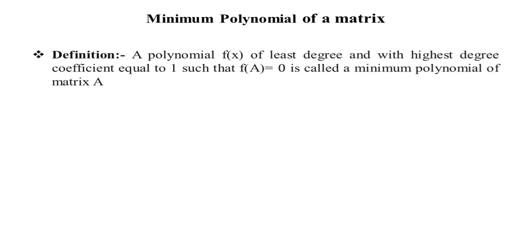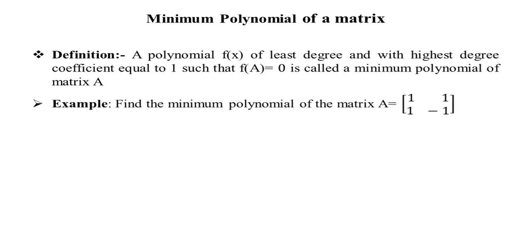Students, now we learn about minimum polynomial of a matrix. Definition: a polynomial f of x of least degree and with highest degree coefficient equal to 1 such that f of A equal to 0 is called a minimum polynomial of matrix A. Here is an example. To find the minimum polynomial of the matrix A equal to [1, 1; 1, -1]. Clearly A is a non-zero matrix.